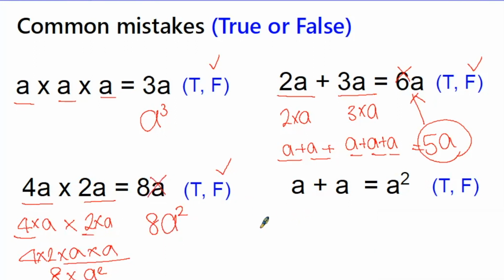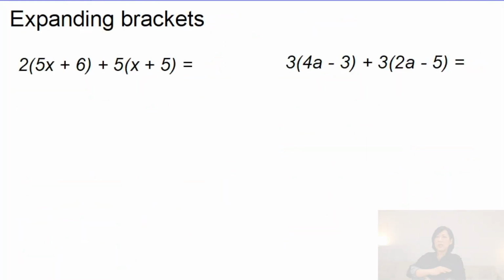Now, a plus a is a squared. Is it right? Definitely no. That means you've got 2 lots of a. So it's 2 times a, 2a. a squared means you times a and a again. Well done. Now, let's move on to our expanding brackets.